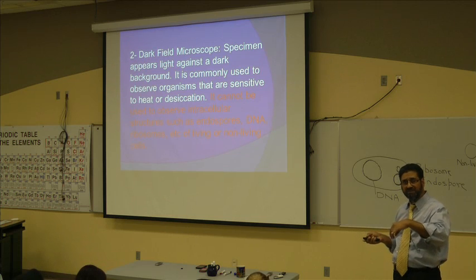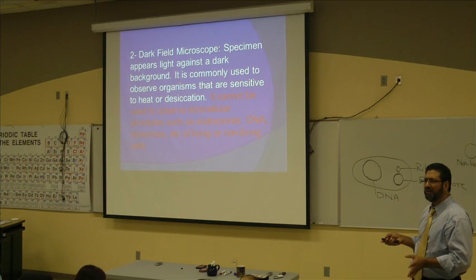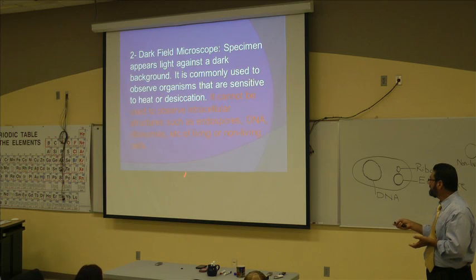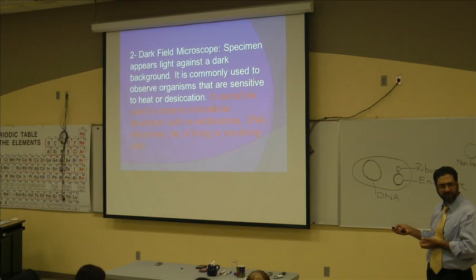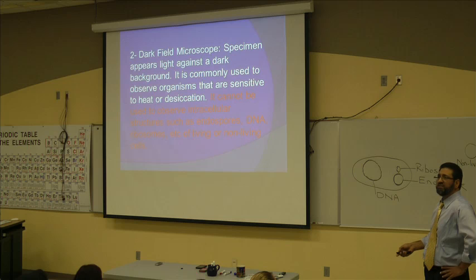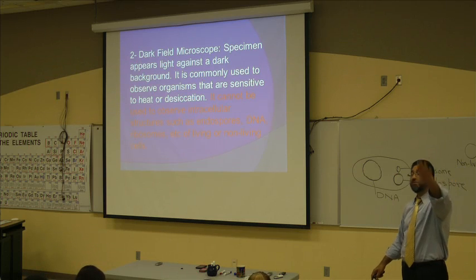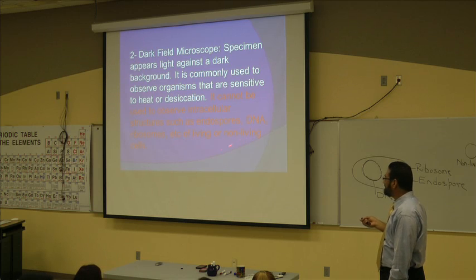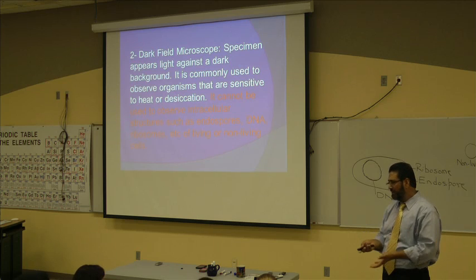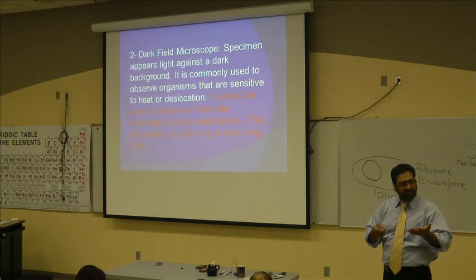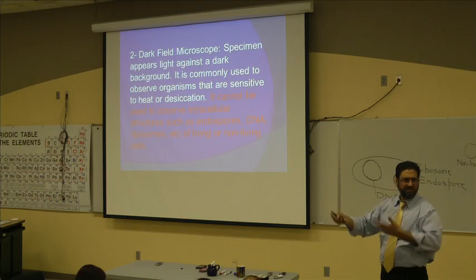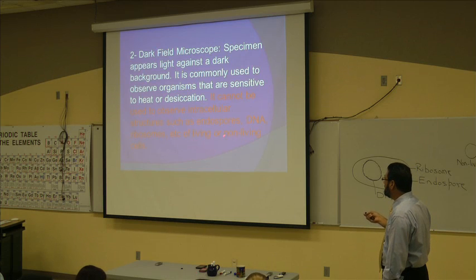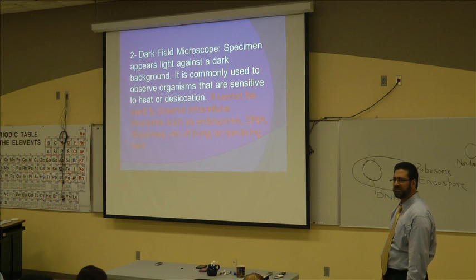Under bright field, at least, you can go inside of living cells. But here, you cannot. Why not? Even if non-living, you cannot. Why can't you see that? Let's say if you stain your cell and you observe it in a dark field, there is no contrast. The specimen is dark, the background is dark. No contrast. That's why you cannot see intracellular structures of non-living cells.